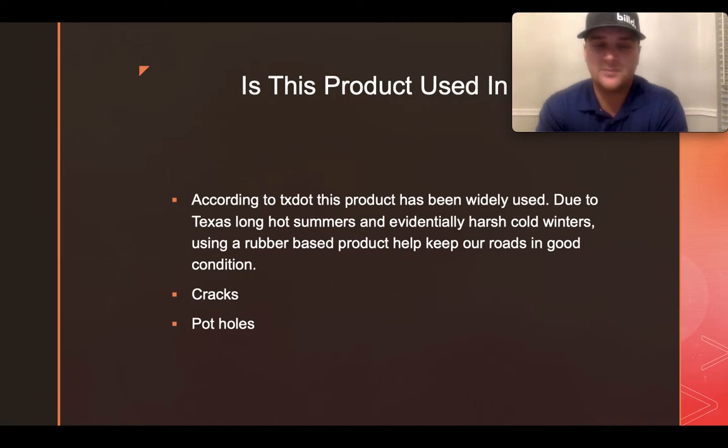Multiple summers in a row we were hitting high temperatures of 100, 105 with heat index for weeks upon weeks. And so using these different rubber products actually helped keep our roadways in better condition than what they would be with the hot mix asphalts. It prevents all these roads from cracking. It actually prevents a lot of potholes.